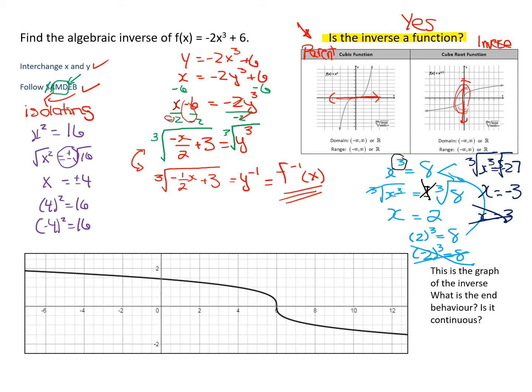Down at the bottom, let me switch to the highlighter. This is the graph of the inverse. That's what you're looking at right there. What is its end behavior? Is it continuous?